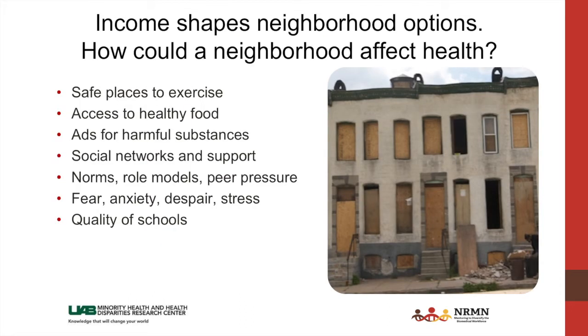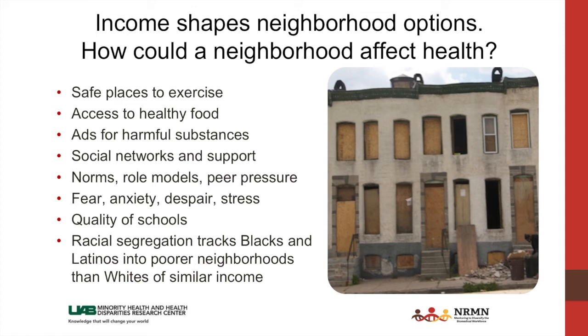So, for example, income can shape the neighborhood options. As I mentioned, a safe place to exercise, access to healthy food, social networks and support, the fear and anxiety and despair, and the quality of the schools in these neighborhoods. Also, racial segregation tracks Blacks and Latinos into poorer neighborhoods than whites of similar income.